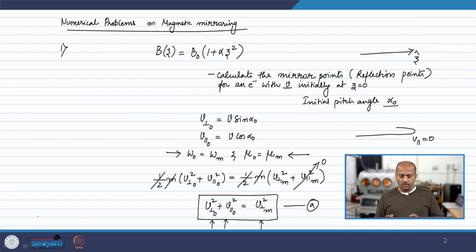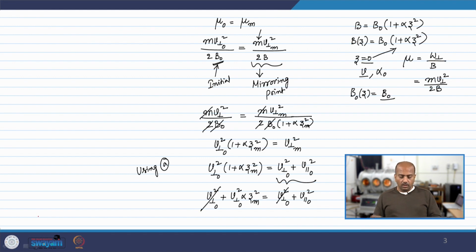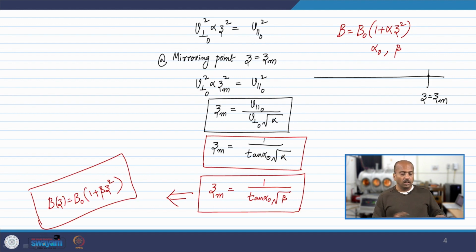Let us just go back once so that you are thorough with the process. What did I do? The entire process of magnetic mirroring relies heavily on two conservation laws: the conservation of energy and the conservation of magnetic moment. I have used both of them, obtained a relation for the velocities, and used that relation in the subsequent part where I used the conservation of magnetic moment. So, this is an important conclusion that we can derive about the magnetic mirroring.